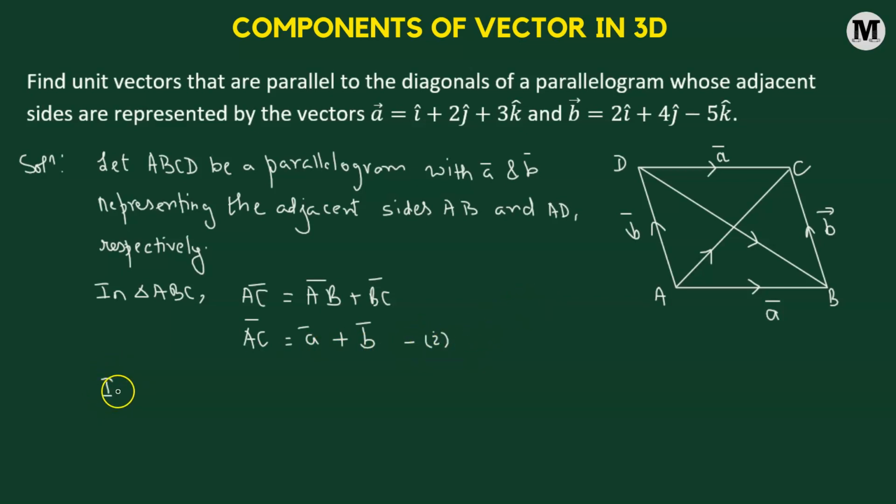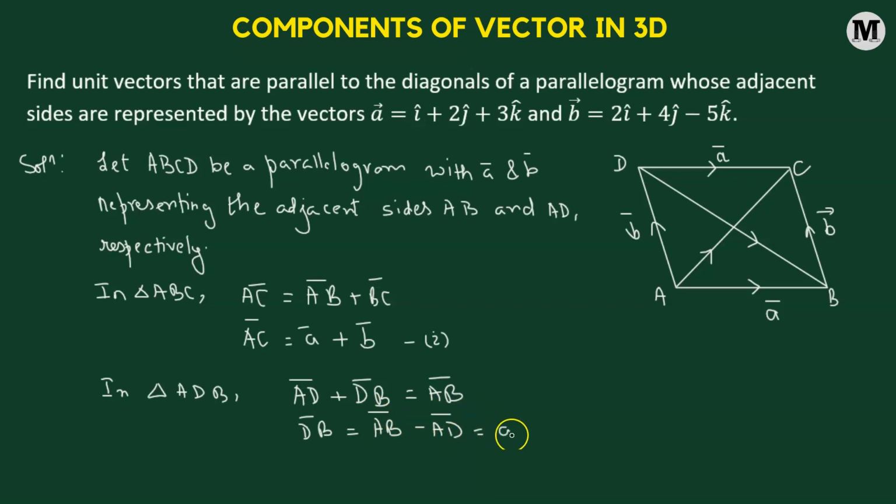Coming to the other triangle, we're going to consider the triangle ADB. So in triangle ADB, AD vector added to DB vector will be equal to AB vector. However, we need DB vector, so DB vector is going to be equal to AB vector minus AD vector. Now what is AB vector? That's the vector a, and from here we're subtracting AD, which is represented by vector b. So that means we can express the other diagonal of the parallelogram, DB, as the difference of the two vectors a and b. Fine. Now it's given to us the value of a and b, so let's note them down.